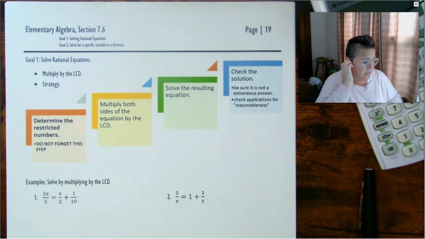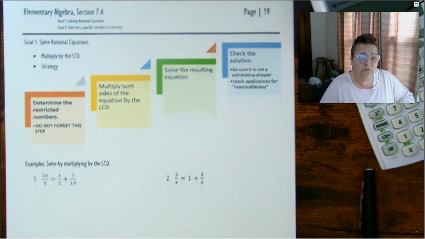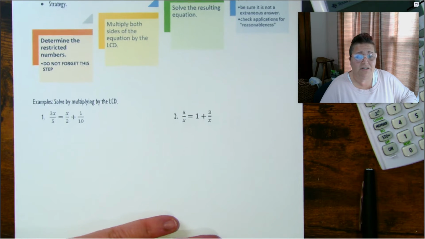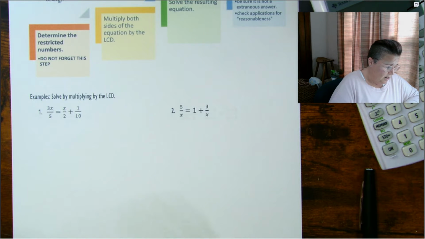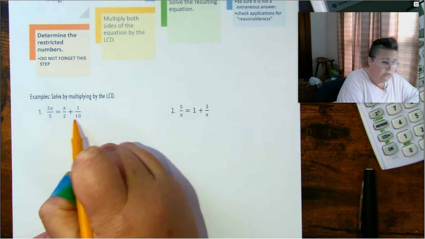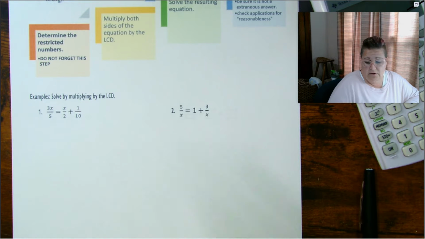Okay, so let's try a few problems. The first one here, problem number 1, is just a setup. As you look at this, we look again at our denominators, right? Our denominators are a 5, a 2, and a 10. There is no restricted value.